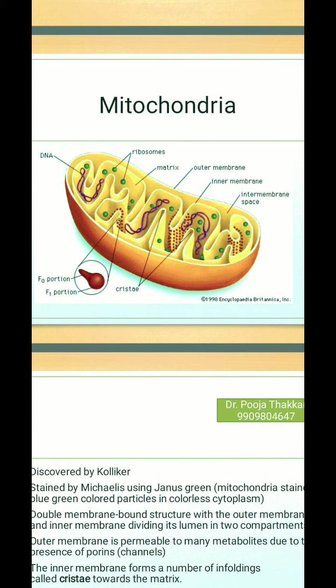The other labels given here are the ribosomes, which are green in color and typically present in the mitochondria, as well as the purple colored structure which is called DNA. So mitochondria has its own DNA as well as ribosomes so that they can make their own mitochondrial proteins. Now that DNA and those ribosomes are typically present in a fluid which is called matrix, which is there in the lumen. That lumen is formed from the internal membrane compartments.